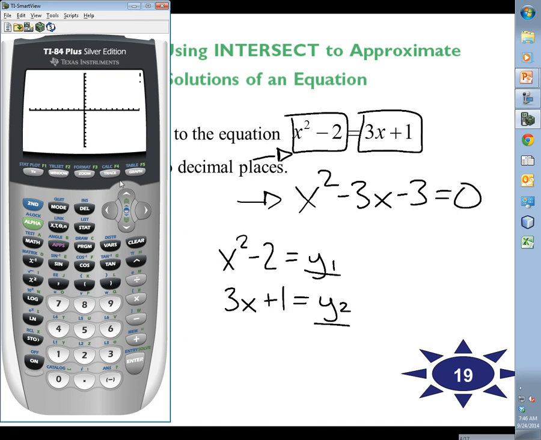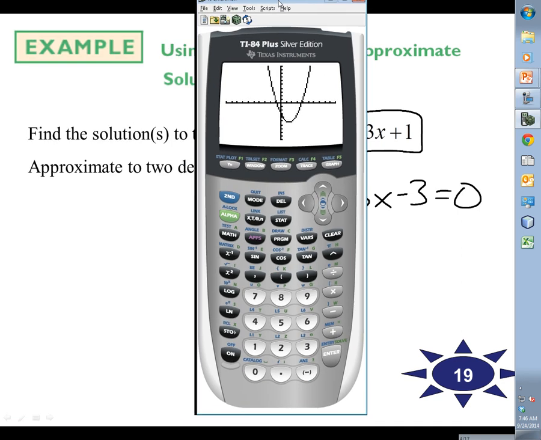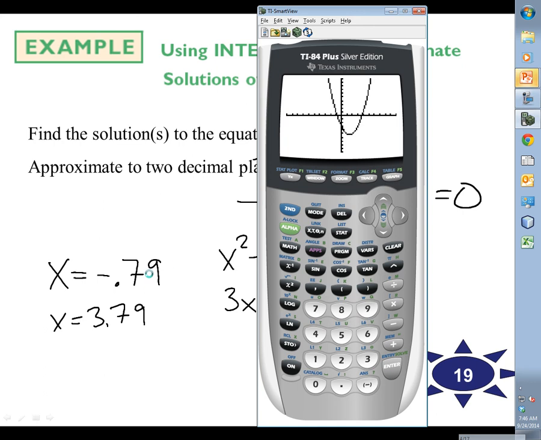We'll graph. And it crosses in two places. All right, so already we know we're in good shape, because we know one of our answers needs to be negative. Looks like that's working. One of our answers needs to be positive. Looks like that's working. But let's go ahead and check just to be sure.